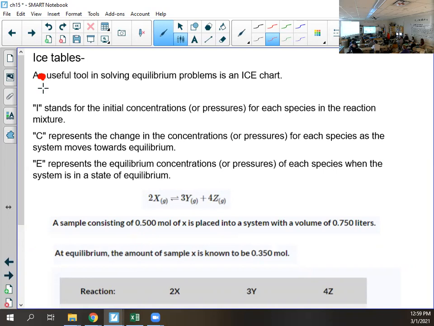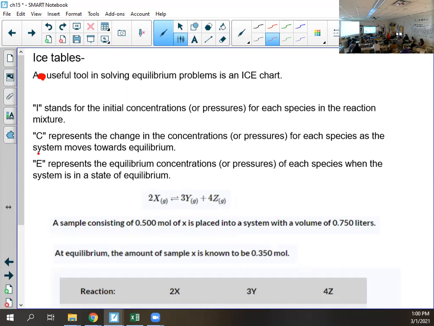We're wasting time. I stands for the initial concentration or pressures for each species in the reaction mixture. C represents the change in the concentration or pressures for each species as the system moves forward. Do you know what I mean by species? Species means X, Y, or Z. E represents the equilibrium concentrations of each species when the system is in a state of equilibrium.